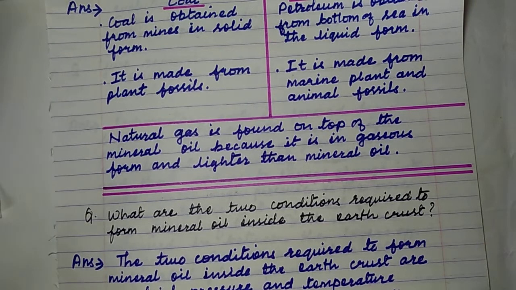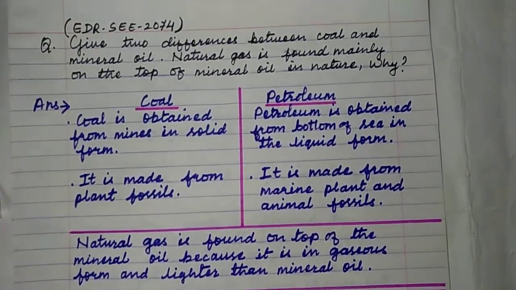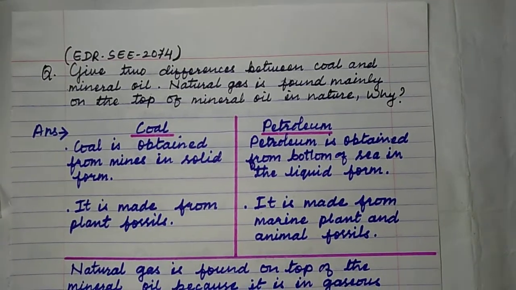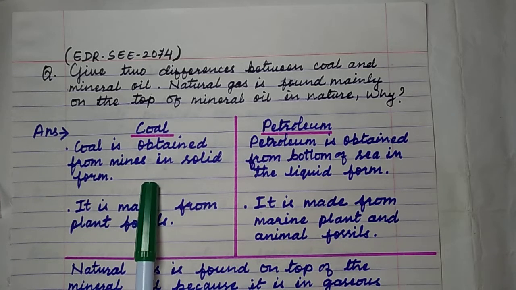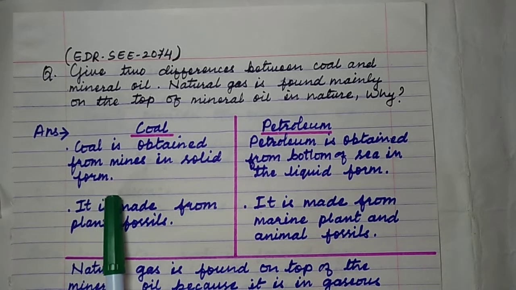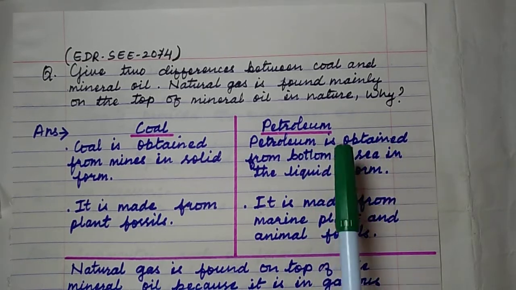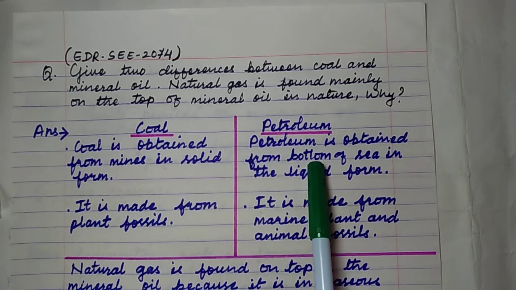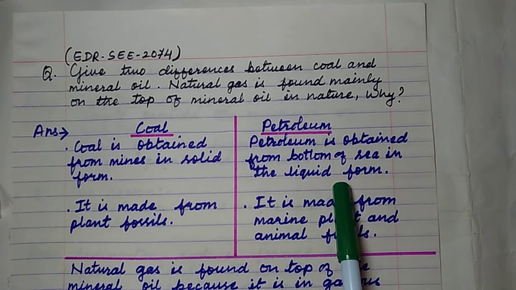Now the next question is, give two differences between coal and petroleum. And also: why is natural gas found mainly on top of the mineral oil in nature? First, coal and petroleum differences. Coal is obtained from mines in solid form. These are taken out from the earth in solid form, whereas petroleum is obtained from oil refineries, from the bottom of the sea, in liquid form.